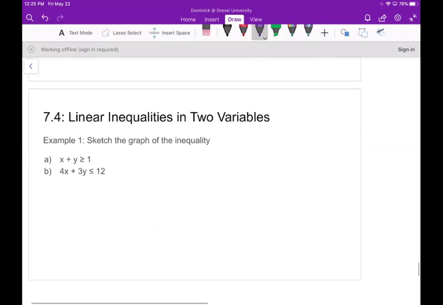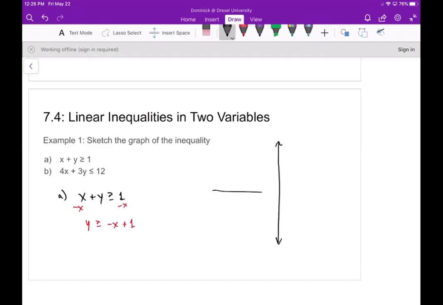Okay, so let's go ahead and do an example of this. First we want to look at the graph of x plus y greater than or equal to 1. Of course, we want to treat this as if it were just an equal sign, and if we did that, we would want y to be by itself. So I subtract x from both sides, and I get y equals negative x plus 1. We're going to graph that as if it were an equal sign, and since I have the equal sign here, it's going to be a solid line.